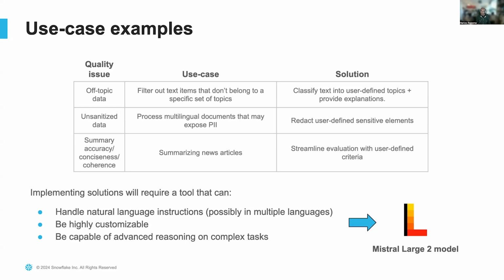The second example is about unsanitized data. More often than not, when you have to process text data, this data may expose sensitive elements such as PIIs. Typically, when it comes to customer service emails, this kind of thing can happen. And to add to the complexity, you can also need to deal with that in different languages.